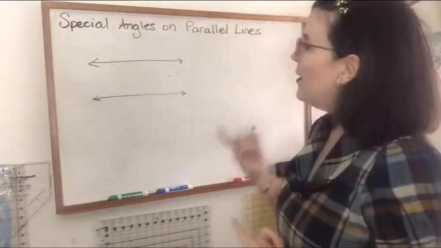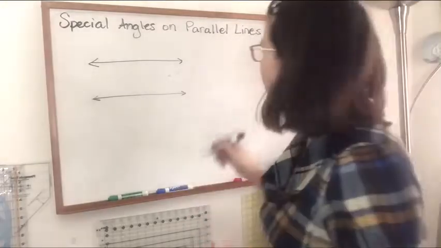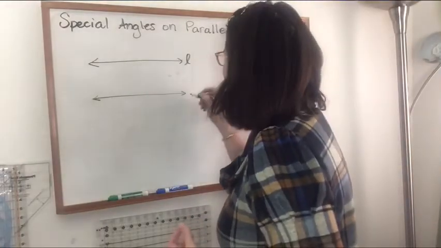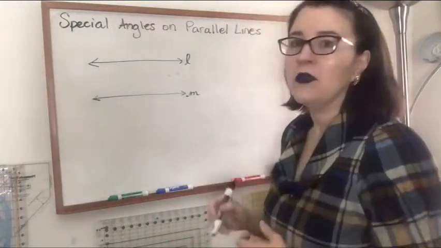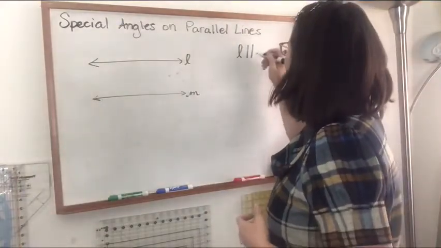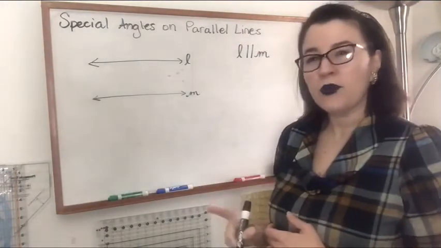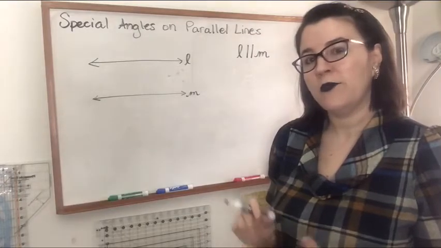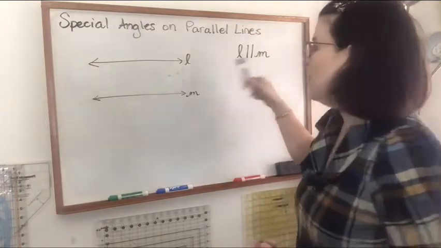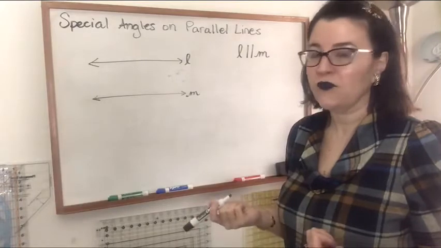And what we're going to talk about is what happens when a line cuts through them. I'm going to call this line L and line M. And I'm going to say L is parallel to M. I don't know if you remember this, but when you talk about lines, you can name them based on their points. You can also name them using one small lowercase cursive letter.